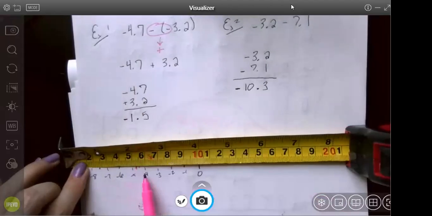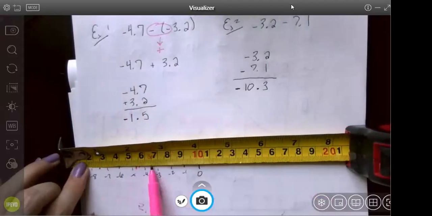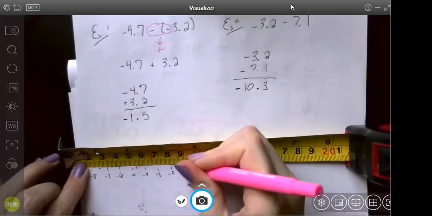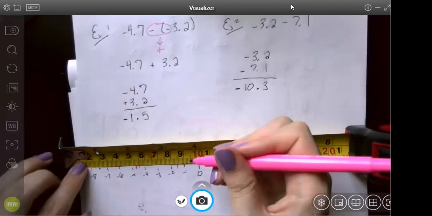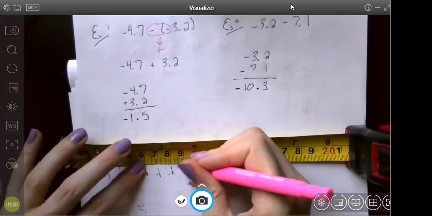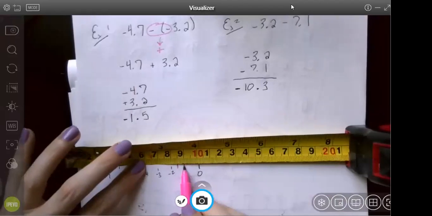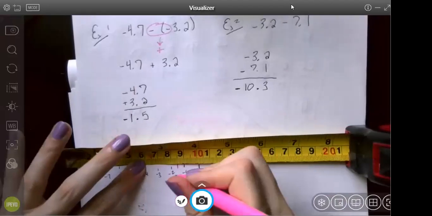And then I'm going to do my whole number after that. So 1, 2, 3. And I would end up right here, which is the big tick between -1 and -2. And if I just count my millimeters again, this is -1, 0.1, 0.2, 0.3, 0.4, 0.5. So -1.5.